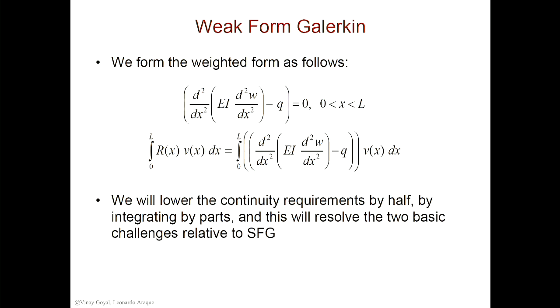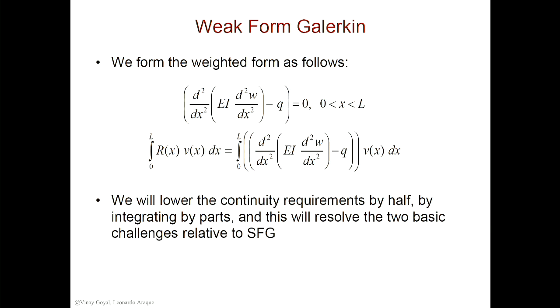So we took the differential equation, and then we multiplied it by a weight function v, right? So this was your residual function. We integrated this over the domain. We made the error orthogonal to each of the weight functions. And the next step is that we lowered the continuity requirements. Because if I wanted to use strong form Galerkin, then I need a higher order of continuity requirements, remember?